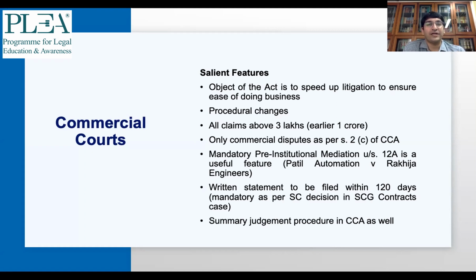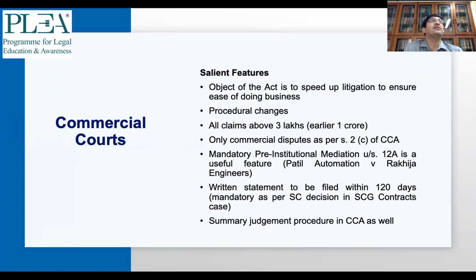So first of all, it has to be a commercial transaction, or there has to be a commercial dispute, for a party to be able to approach the commercial court. And those types of commercial disputes are defined in section 2 clause C of the act, and they've given a list of what sort of disputes are covered.